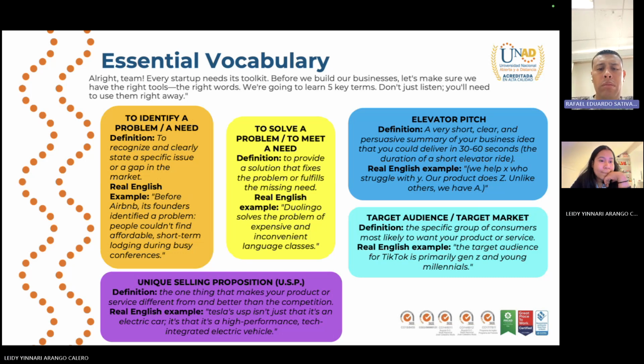O sea, como el propósito de cada uno. Exacto. I'm going to explain to you in Spanish. Es lo que hace mejor a una marca que la otra. Es reconocer tus competidores y qué te hace a ti diferente de la otra. ¿Qué hace que tu producto o servicio sea el preferido por los clientes sobre otro que se supone que ofrece lo mismo? O sea, es lo que te hace único.